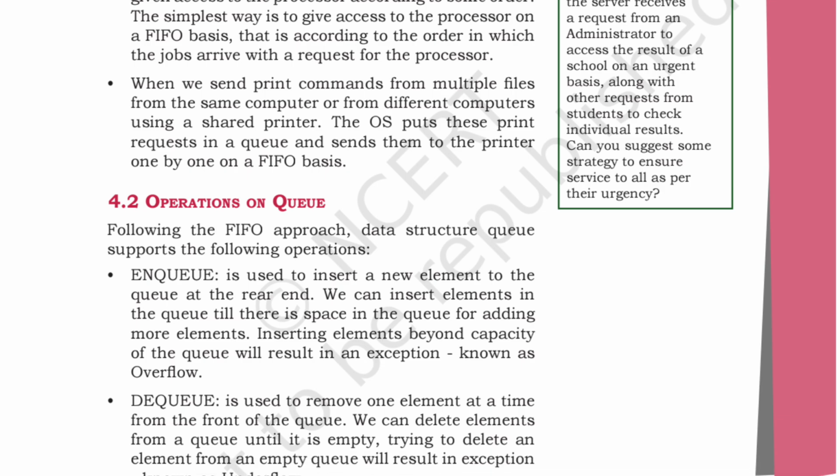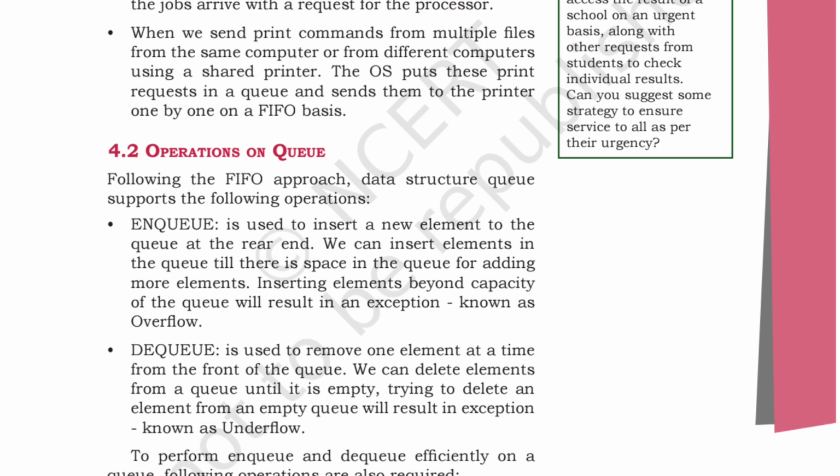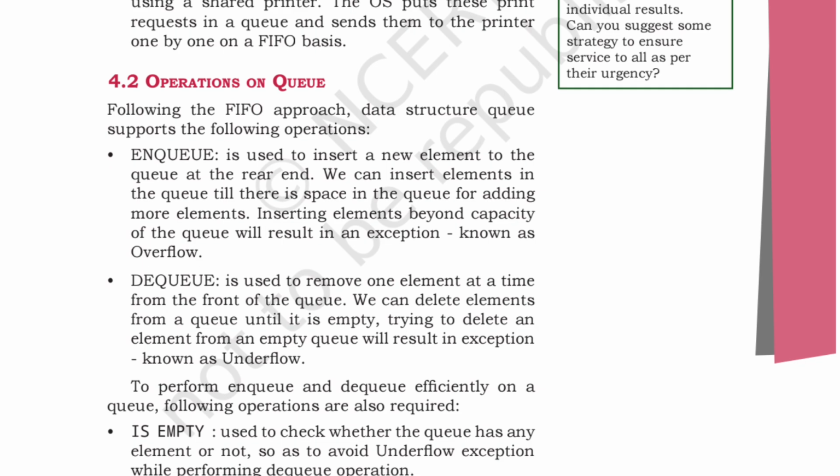Okay, now the next one is operations on queue. First we will learn about enqueue. It is used to insert a new element to the queue at the rear end. We can insert elements in the queue as long as there is space in the queue for adding more elements. Inserting elements beyond the capacity of the queue will result in an exception known as overflow.